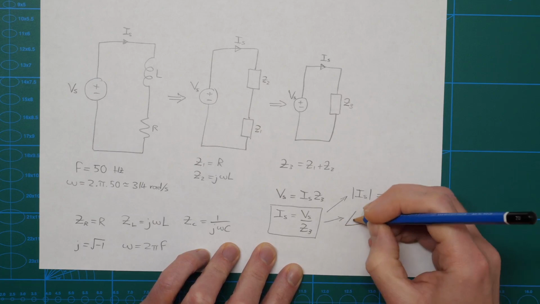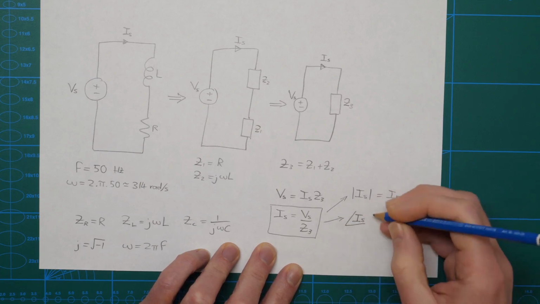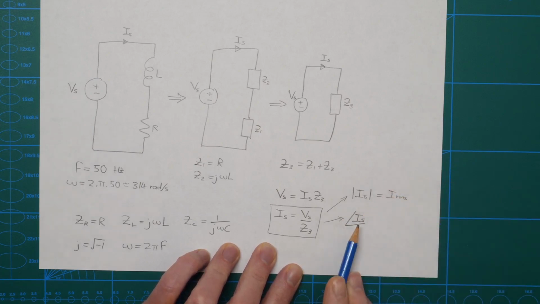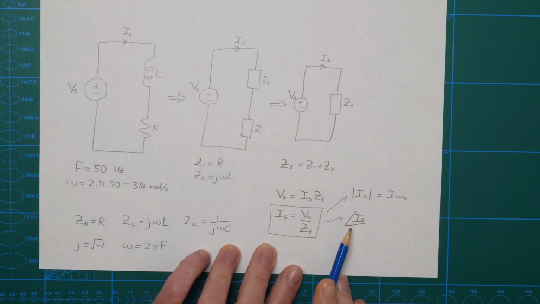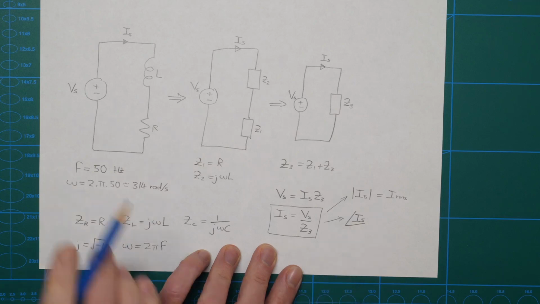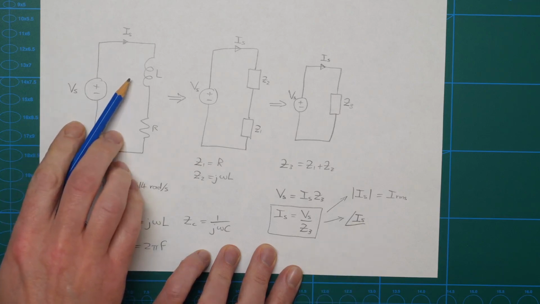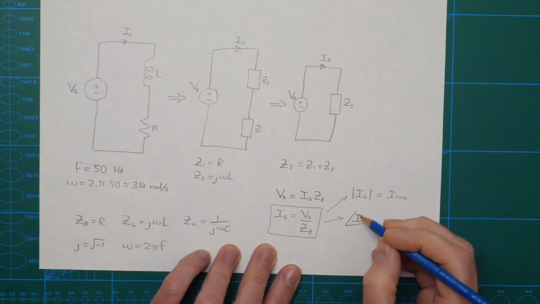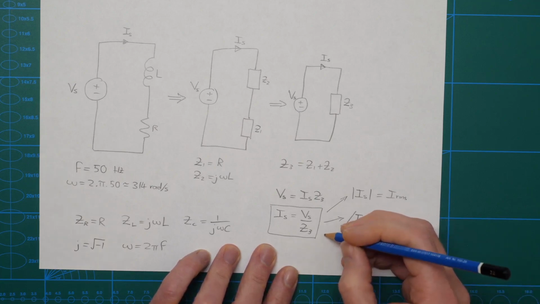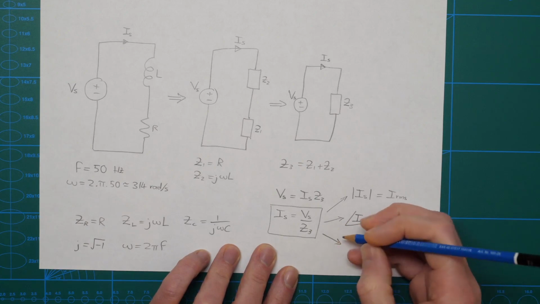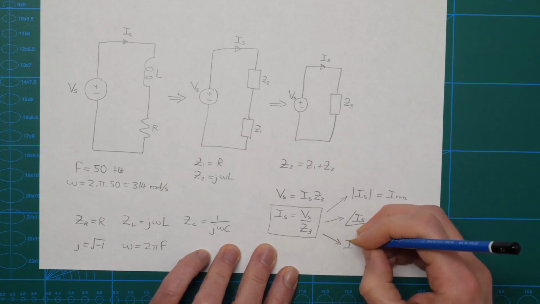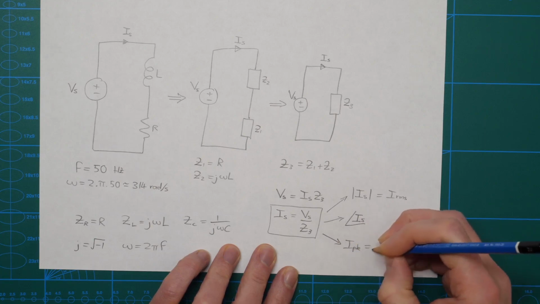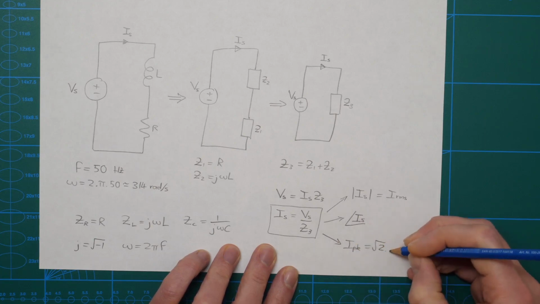The angle of Is is basically telling us how far ahead or behind the voltage waveform the current is, leading or lagging. In this case the current will lag behind the voltage because it's an inductive circuit. So Is is going to be the phase angle difference between the current and the voltage. And we also know that the peak current, I peak, is equal to root 2 times I RMS.